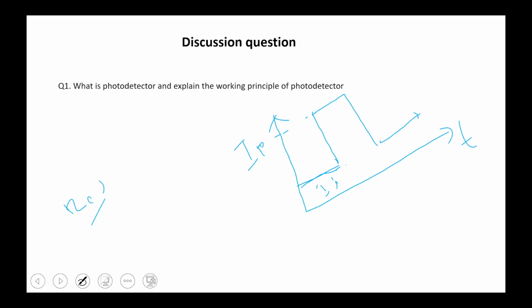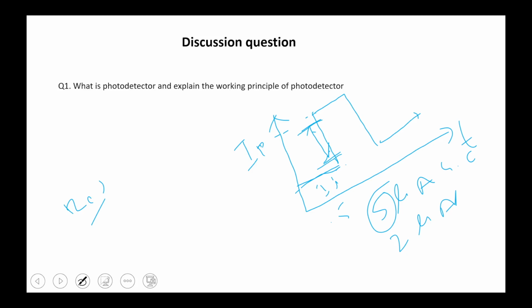So we calculate it like this: the maximum response is 5 microampere, and ID is 2 microampere. The 10% of 5 microampere is around 0.5, and the 90% is 4.5. So from 0.5 to 4.5, we calculate the time it takes. That is our response time: how much time it takes to go from 10% of the response to 90% of the response.